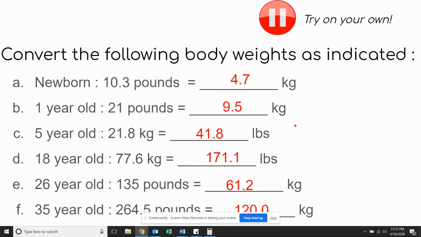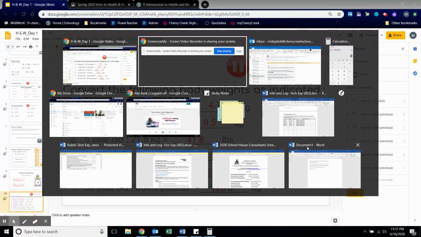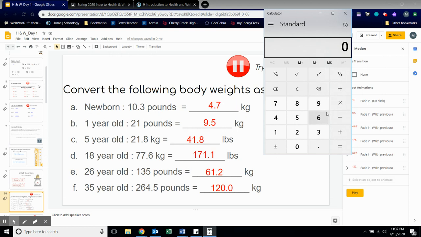10.3 pounds divided by 2.2. Okay, 4.68. Look at this. I'm looking at this 8 right here, and this 8, because it's in the hundreds place, tells that 6 that it actually needed to get bumped up to a 7. So that's significant figures.